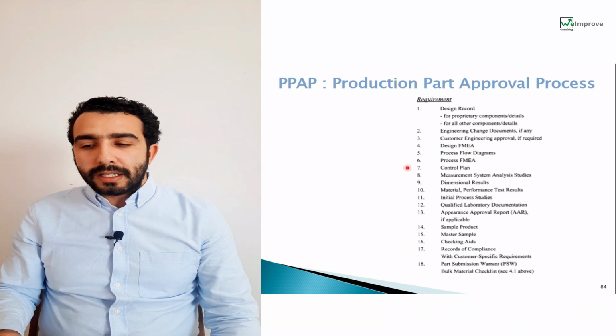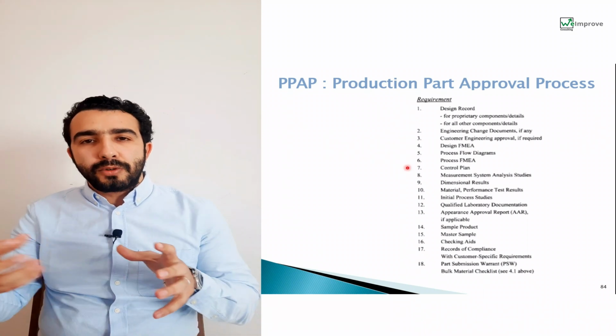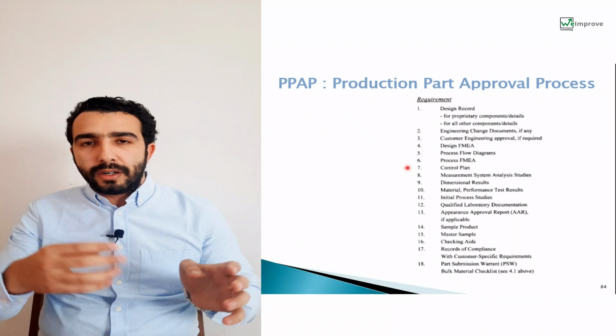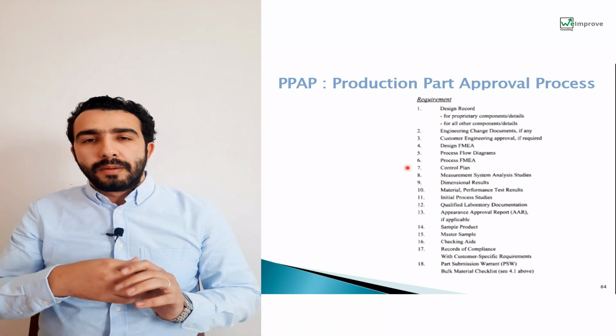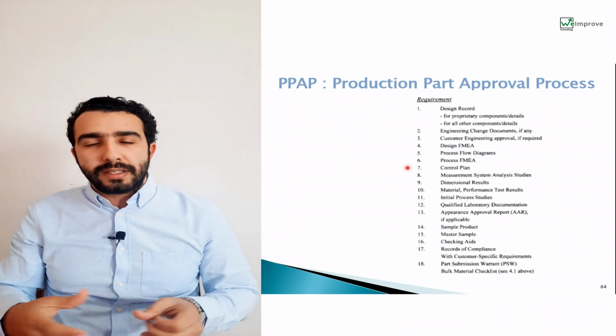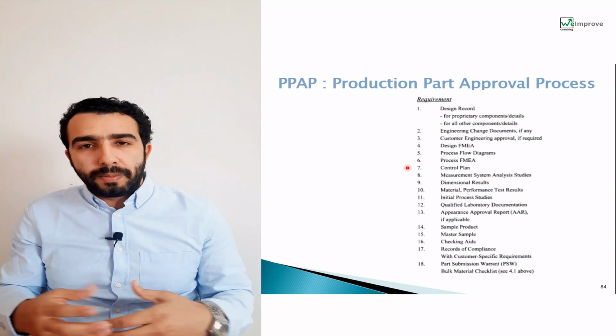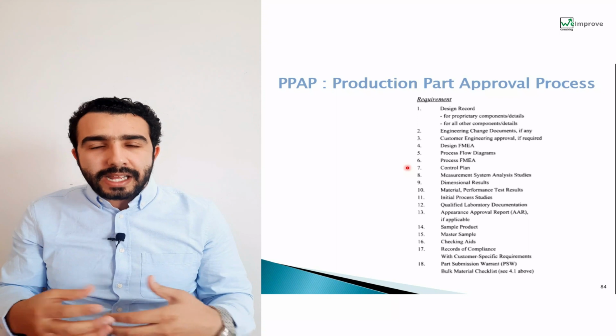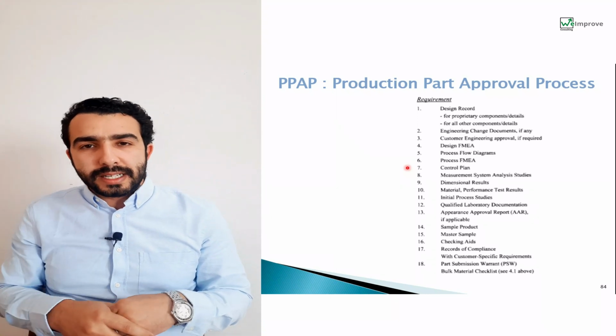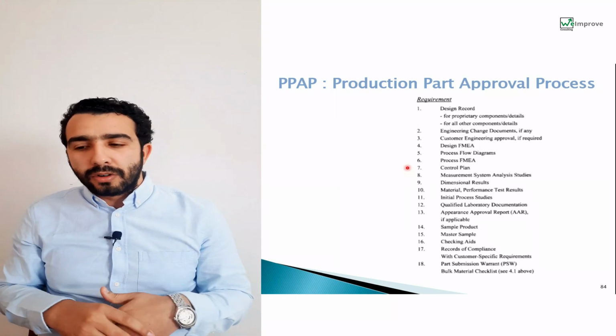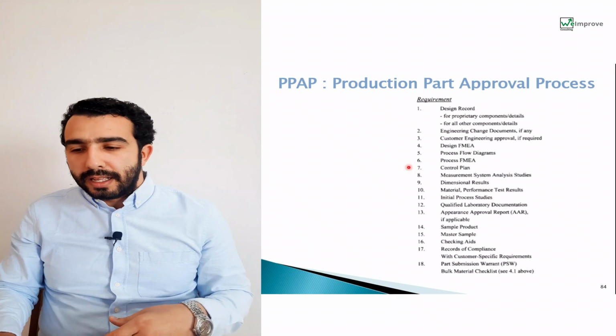Here, the seventh one is the control plan. So it's the output of your FMEA. Whenever you are making all the failure modes, all the potential risks regarding your process, then you have to build your control plan in order to avoid any issues regarding your customer. So this is the seventh element.